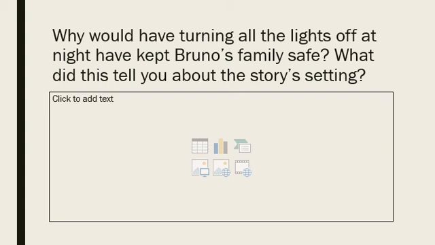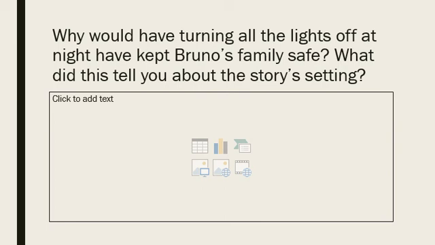Why would turning all the lights off at night have kept Bruno's family safe? What did this tell you about the story's setting? Think about the Allies fighting in World War II, and specifically how Yannick in Prisoner B-3087 seemed to know that they were getting closer. What would you be able to see at night from an airplane?